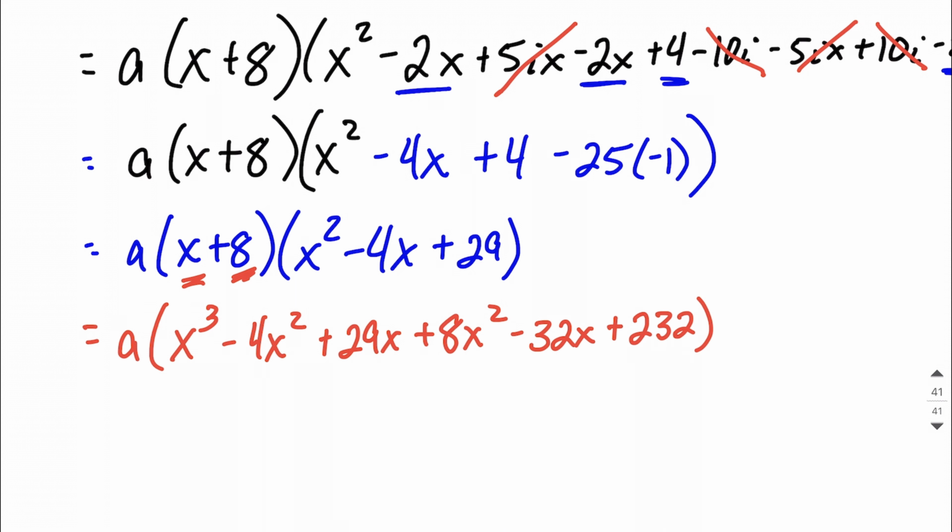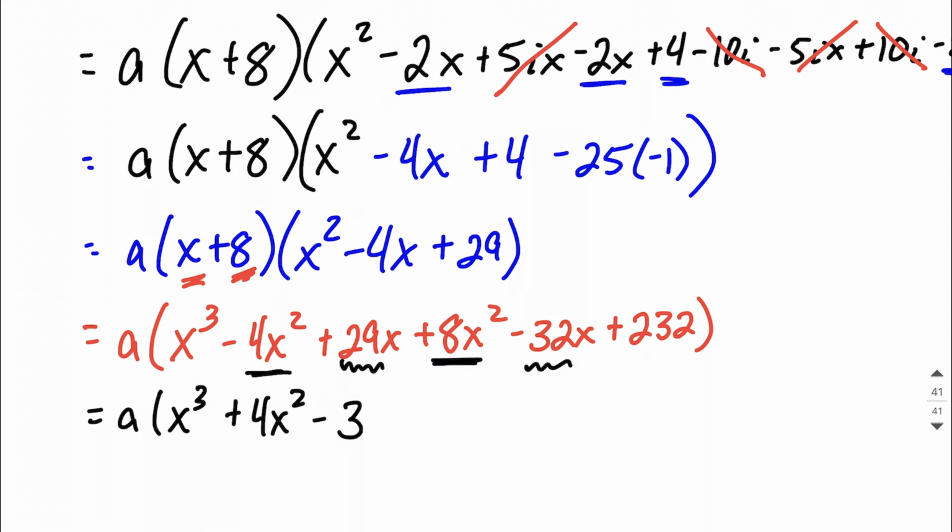Again, we have a few like terms. We can go ahead and combine these together. The a is going to come along. x cubed comes along. We have negative 4x squareds plus 8x squareds makes positive 4x squareds. We have some x to the first power terms. We have 29x minus 32x's is what? Negative 3x's. And then our constant, the plus 232, can come along.